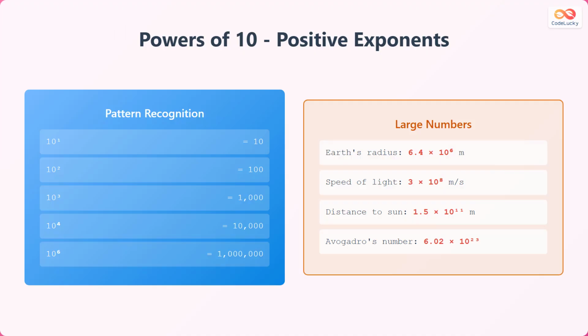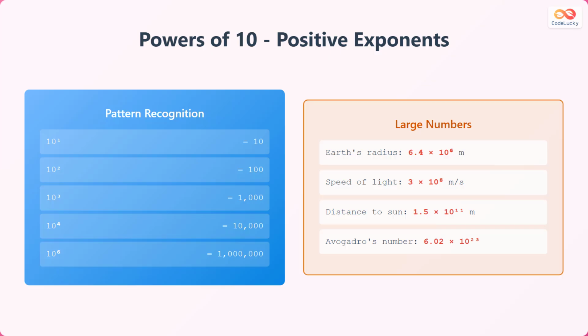Let's first explore powers of 10 with positive exponents. These are used to represent large numbers. By recognizing the pattern, we can easily understand how these exponents work. 10 to the power of 1 is simply 10. 10 to the power of 2 is 100. 10 to the power of 3 is 1000. 10 to the power of 4 is 10,000. And 10 to the power of 6 is 1 million. Notice how the exponent tells you the number of zeros after the 1.